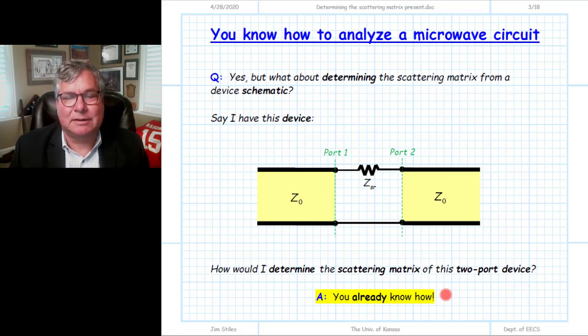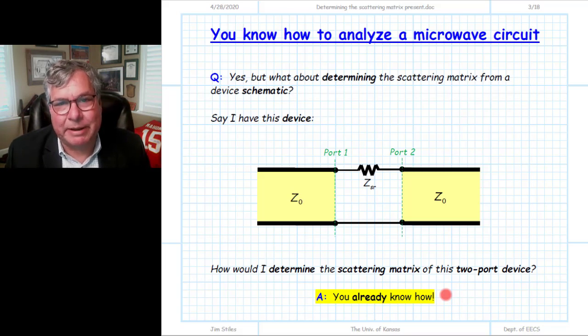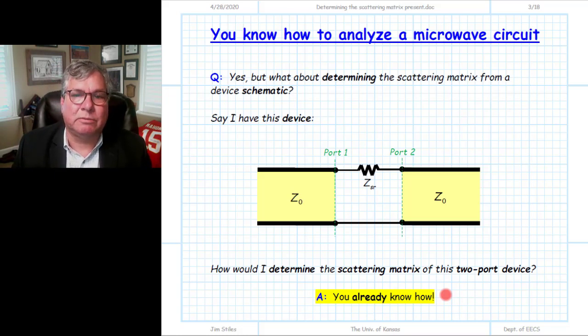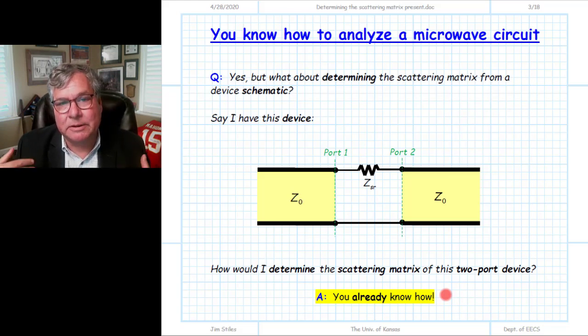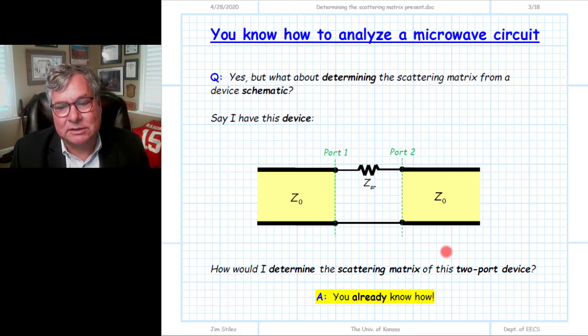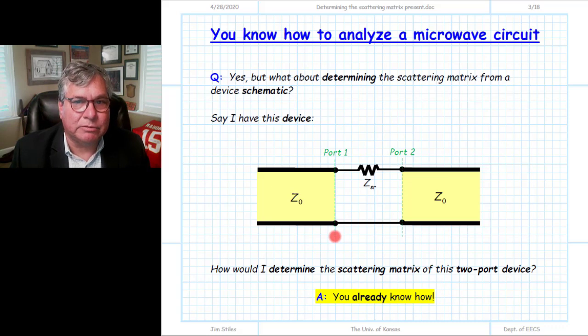Sometimes students, I think, sort of say, well, this is the scattering matrix section, and so I'm just going to forget about everything we've done previously and only apply the things that I've learned here in this section. No, this is going to require an application of everything we've learned through the course to this point. So you need to use a full dollop of all your microwave engineering knowledge to be able to answer the question, what is the scattering matrix of some useful device?